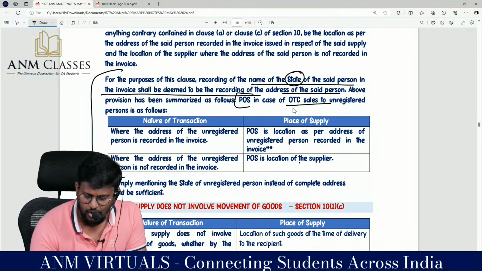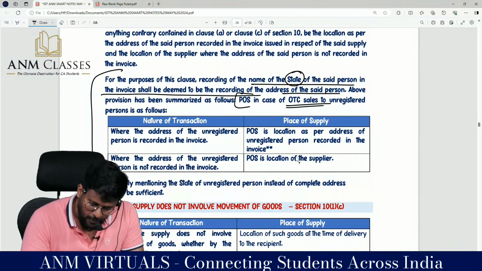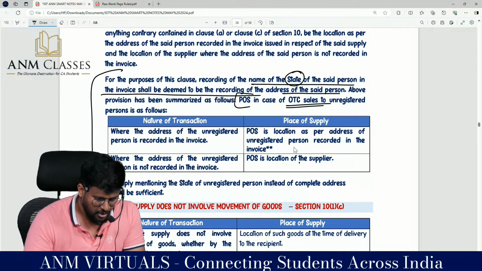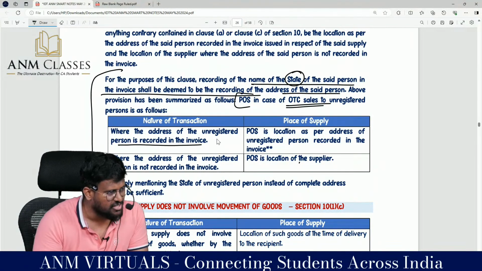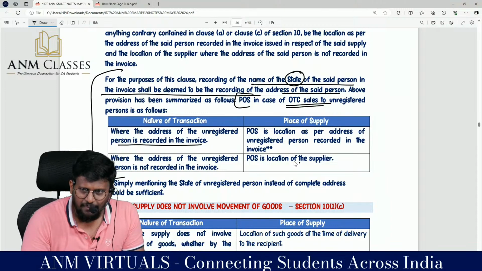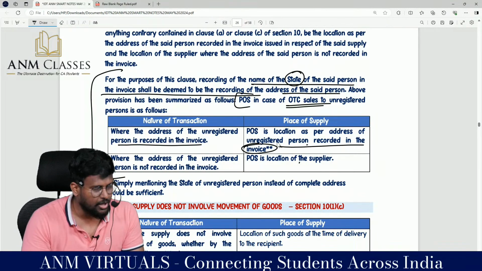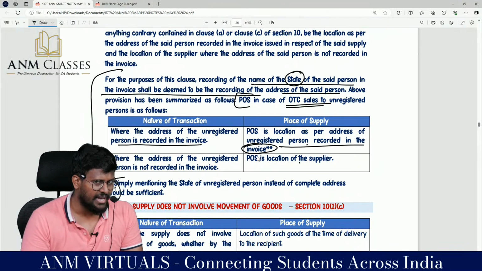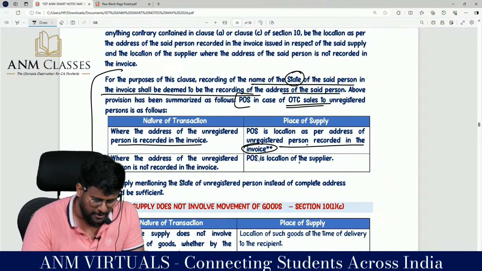Above provision has been summarized as follows. Place of supply in case of OTC. OTC means over the counter sales to a person, where the address of the unregistered person is recorded in the invoice. Yes, sir. And in the invoice the unregistered person's address is there. Yes, place of supply is the location as per the address of the unregistered person recorded in there. And in the invoice, if Kerala is mentioned, place of supply is Kerala; if Tamil Nadu, place of supply is Tamil Nadu.